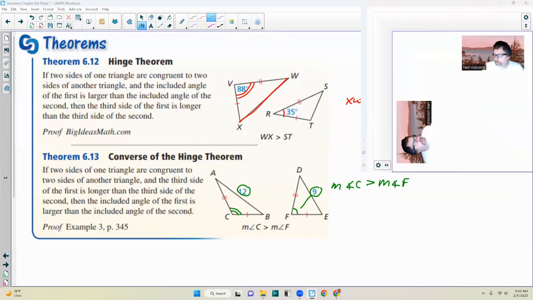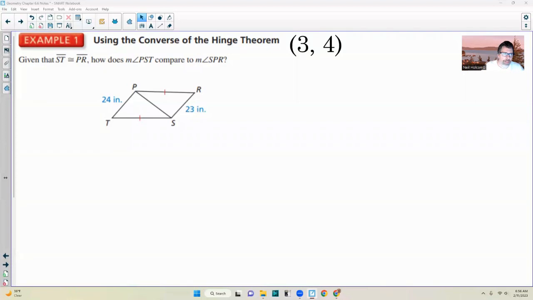Okay, so let's take a look at this. Example 1 says to use the converse of the Hinge theorem. Given that side ST is congruent to PR, so ST is right here, PR is right here. It says how does the measure of angle PST, so I'm going to label that with one arc, compare to the measure of angle SPR, which is right here.